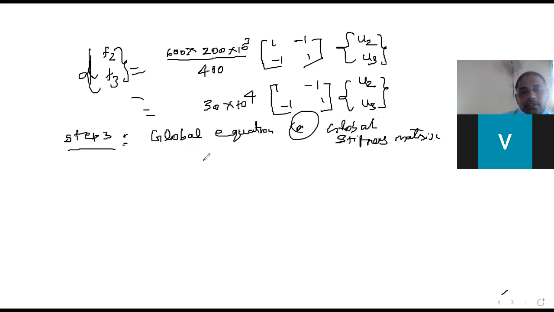Okay, global stiffness matrix or global equations. You have to assemble everything. So what is the procedure in assembling? So this is actually the exact element. This is node 1, 2, 3, the node numbers, and we will be having 2 different elements.